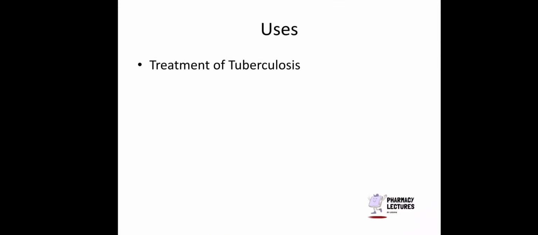Isoniazid is mainly used for the treatment of tuberculosis. It has a dose-dependent action, which means at higher doses it acts as bactericidal, and at lower doses it acts as bacteriostatic. So that's all about the uses of isoniazid.